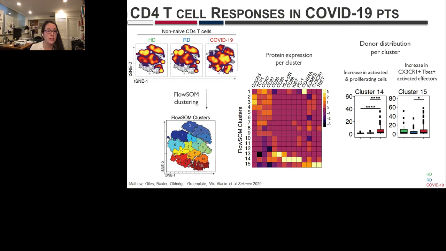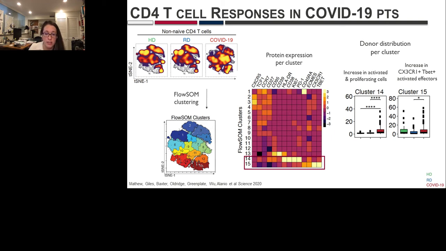We can then use the same unbiased clustering approach using the Cytobank web tool. Again, we're going to take our non-naive CD4 T cells and create a t-SNE map and then perform FlowSOM clustering. And again, we can then look at the individual protein expression of these various clusters. I'm going to point out two clusters here, clusters 14 and 15 on the bottom. These clusters are increased in proportion in our COVID-19 patients.